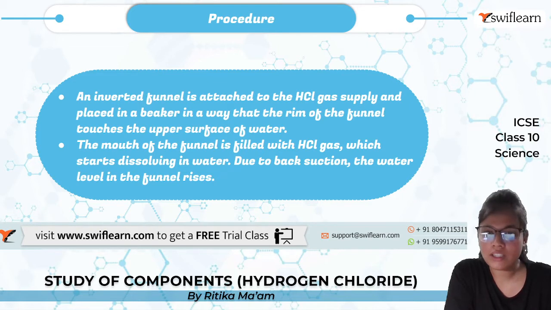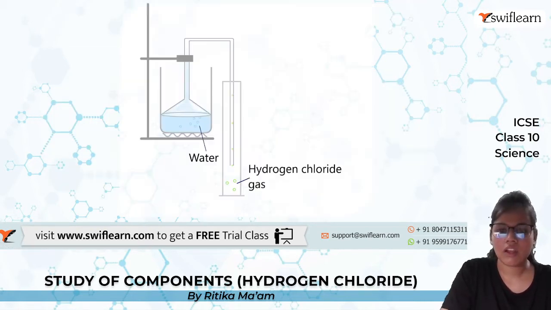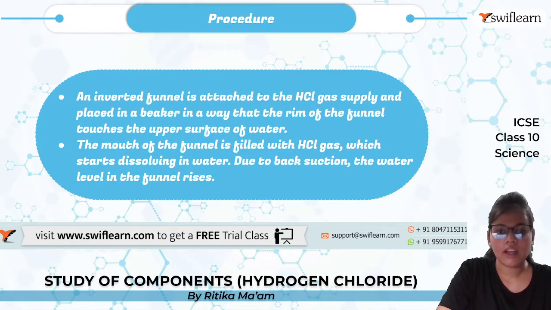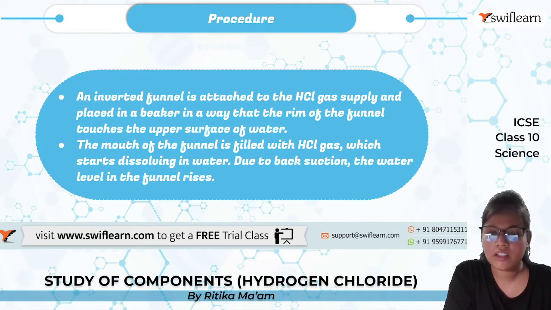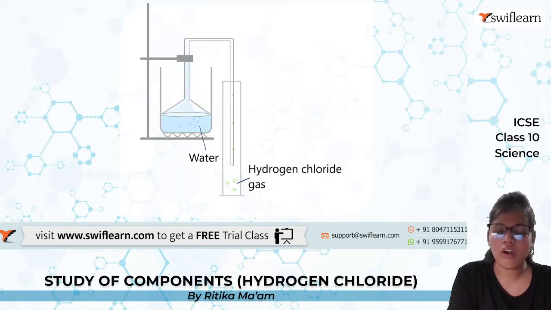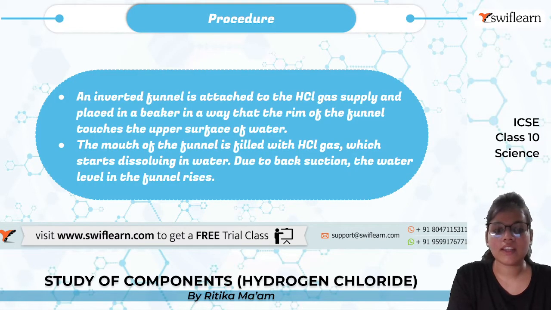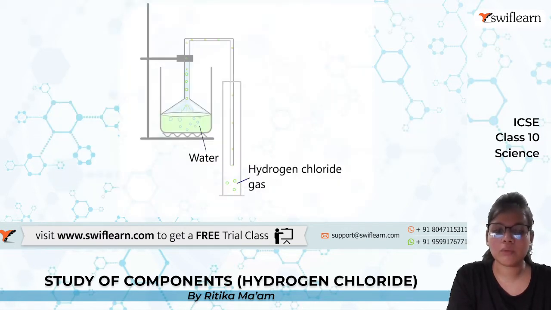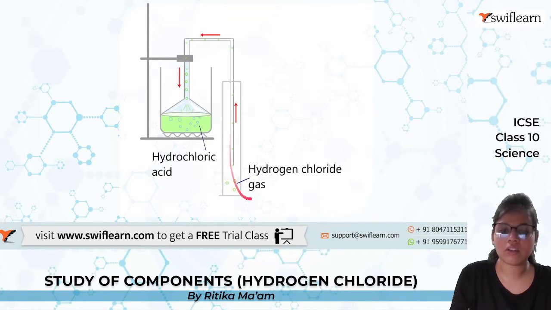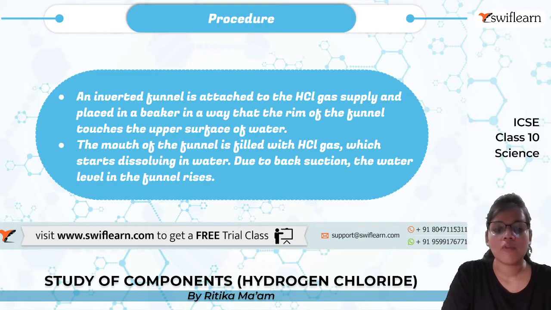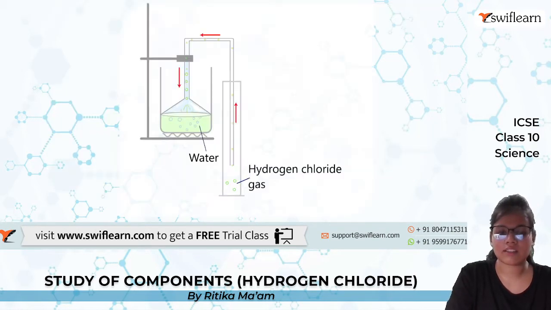An inverted funnel is attached to the hydrogen chloride gas supply. You can see it over here, and it is placed in a beaker in a way that the rim of the funnel touches the upper surface of the water. You can see it in the picture. Then the mouth of the funnel is fitted with HCl gas, which starts dissolving in water, and due to back suction, the water level in the funnel rises.